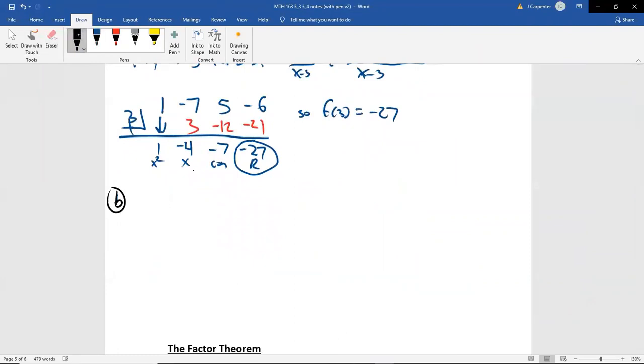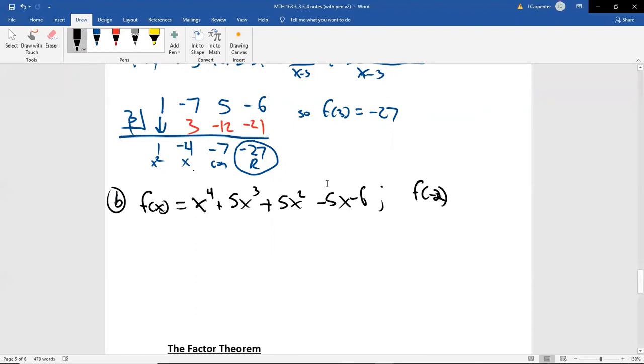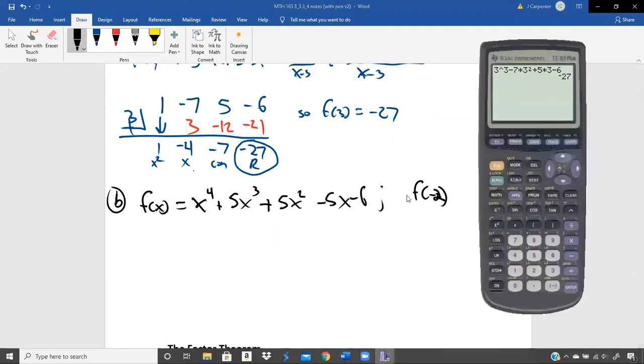So let's try another one. Let's do f of x equals x to the 4th plus 5x to the 3rd plus 5x squared minus 5x, and then a minus 6. And we want to find f of negative 2. That's a terrible looking 2. There we go. Better. So sure, we can just plug this negative 2 into the polynomial.